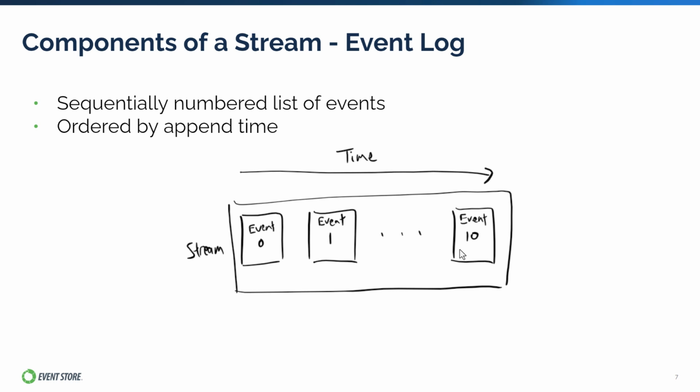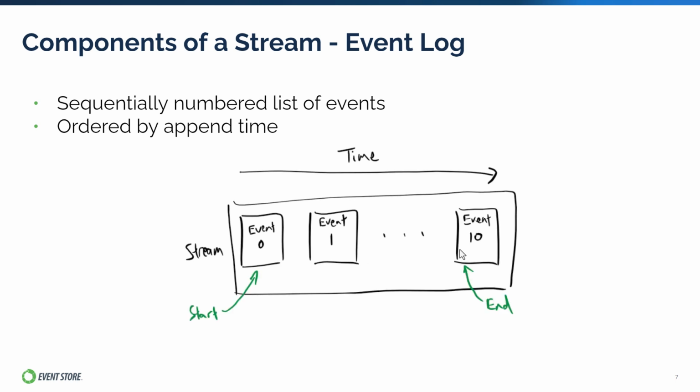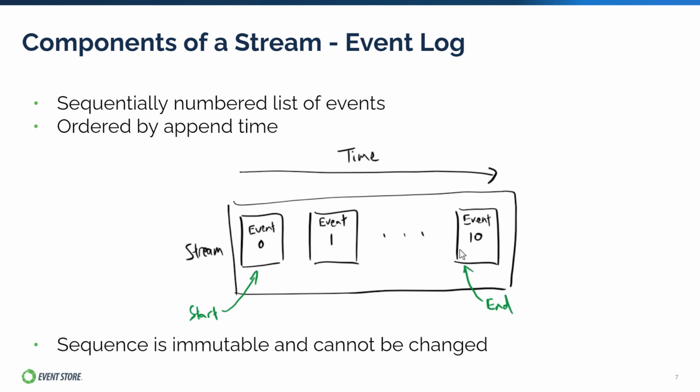The event log is typically a sequence numbered list of events. Events in this log are ordered by the time in which they are appended to the stream. The first event would be appended to the stream with the sequence number 0. The second appended would be number 1, and so on. Event number 0 is at the start of the stream, and event number 10 here is at the end of the stream. This sequence is immutable and cannot be changed once the event is appended. This means events cannot be reordered after the fact.